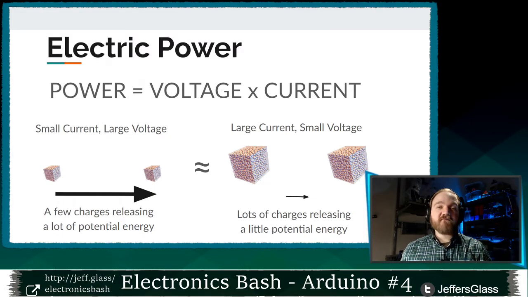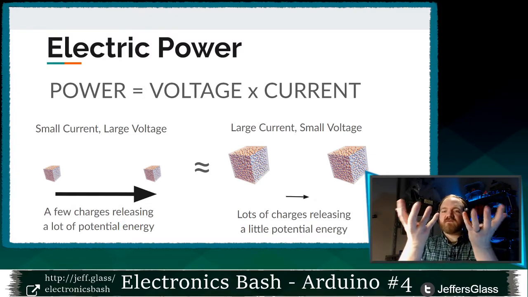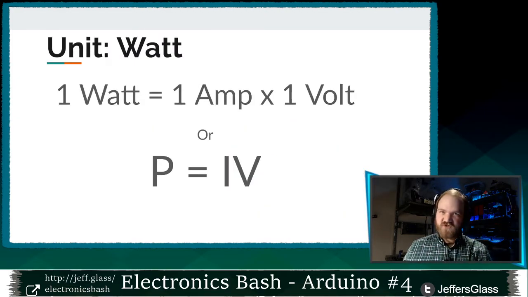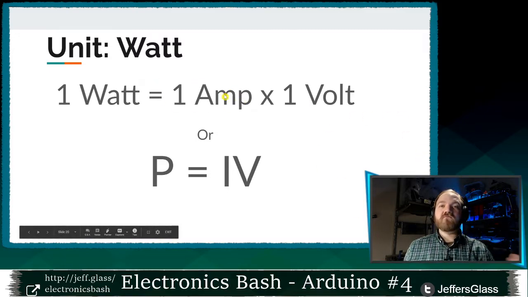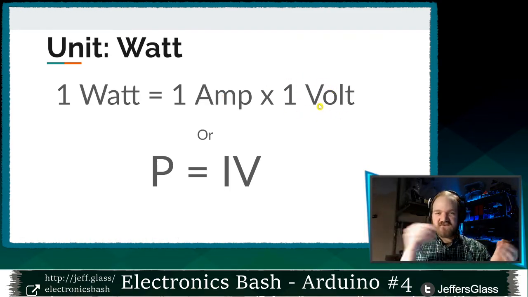So when we talk about power, we're synthesizing this idea of how many charges and how much energy they are going to be releasing. And the unit for both of those put together is the watt, which you may have heard of. And a watt is simply 1 amp times 1 volt. Or in other words, 1 coulomb per second, an amp, moving through a potential difference that releases 1 joule of energy when it moves across that difference, right?